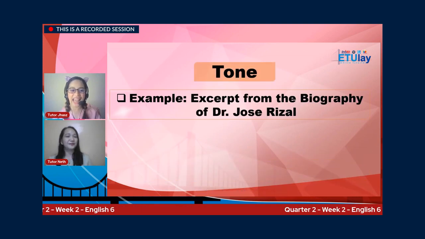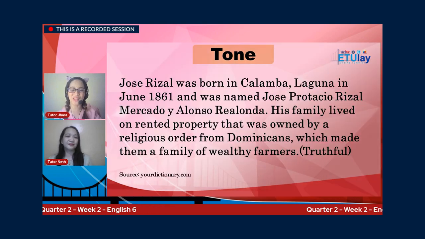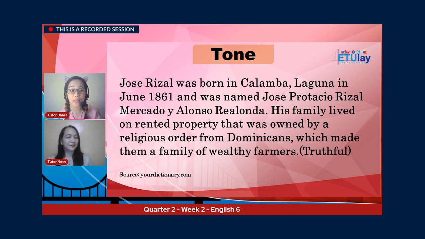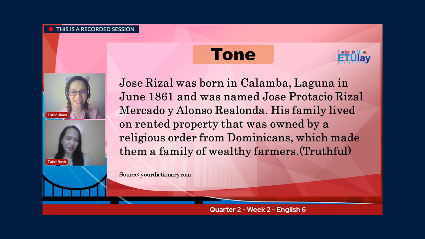That is right. And also, we have here an example, Tutornet, an excerpt from the biography of Dr. Jose Rizal. As we all know, our national hero. Jose Rizal was born in Calamba, Laguna in June of 1861 and was named Jose Protasio Rizal Mercado y Alonso Realonda. His family lived on rented property that was owned by a religious order from Dominicans, which made them a family of wealthy farmers. Tutornet, the tone of this piece of writing is somewhat truthful.